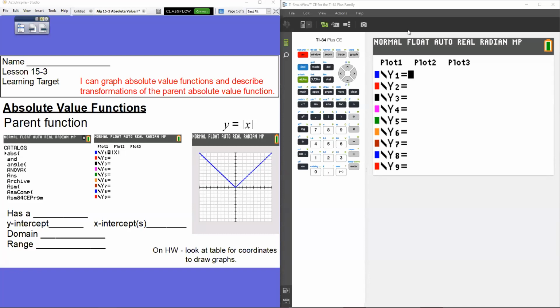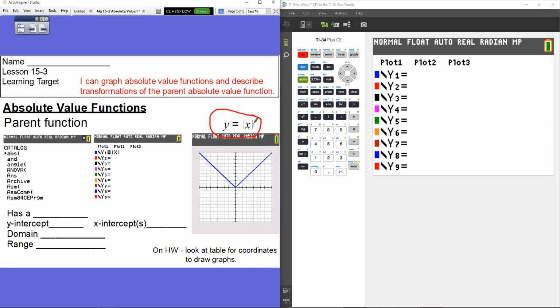So first of all, how do you graph an absolute value function on the calculator? We're going to graph this function right here: Y equals the absolute value of X. Now, there is no absolute value button on the calculator. Whenever you see these two straight up and down lines, that's the symbol for absolute value.